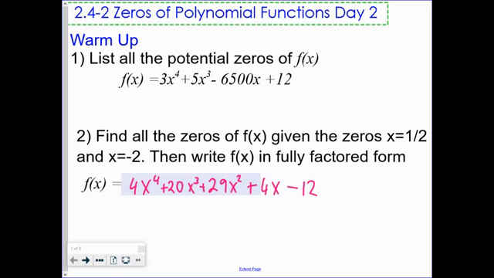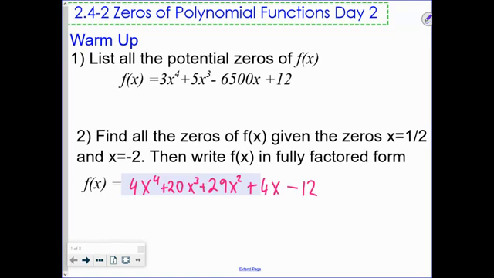So try the warm-up. This is the second day of lesson 2.4, finding the zeros of polynomial functions. Pause your video, have a go at the warm-up. Okay, let's get on with this. Question 1 is a very quick question.